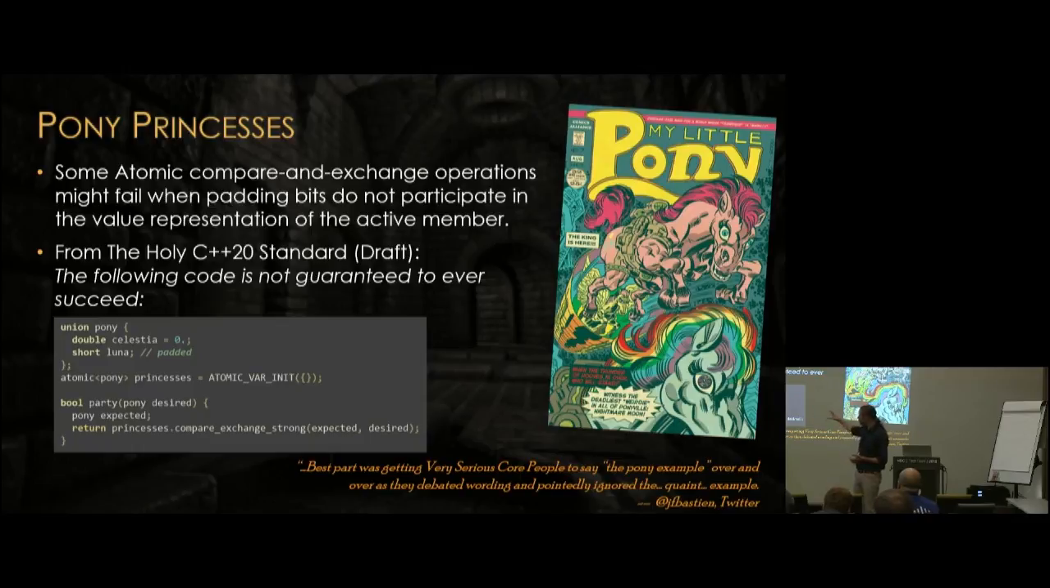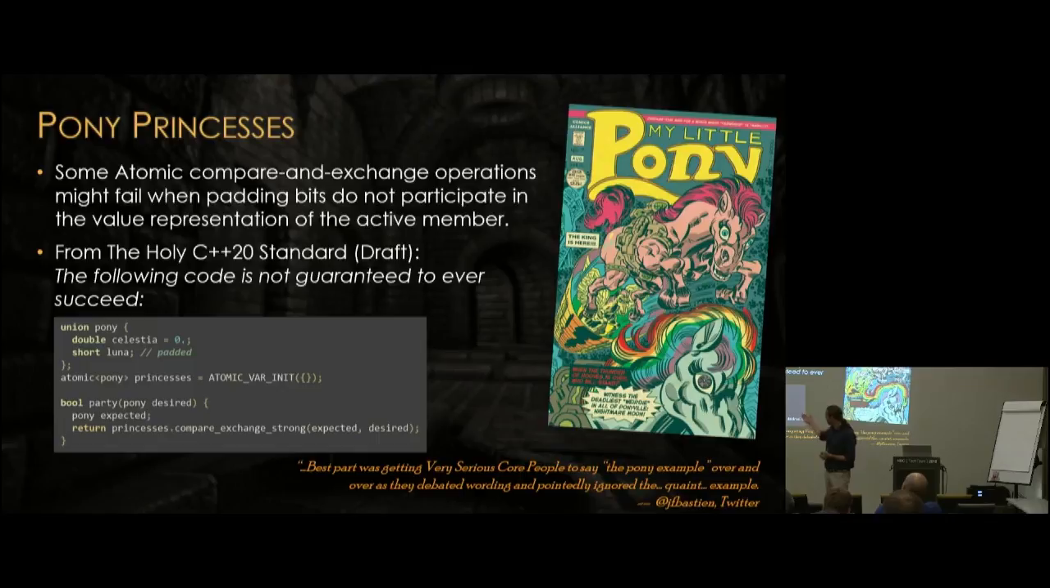So, the example, this is copied from the standard. I didn't write this example myself. We have a union called Pony, which has two members. Well, they're not members, they're two parallel members inside the union. One is a double and one is a short, and of course the short is shorter than the double, so we have some extra bits inside which are padded.